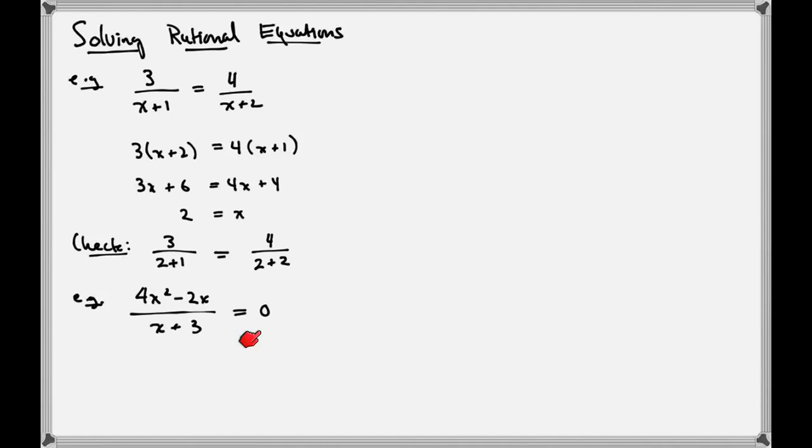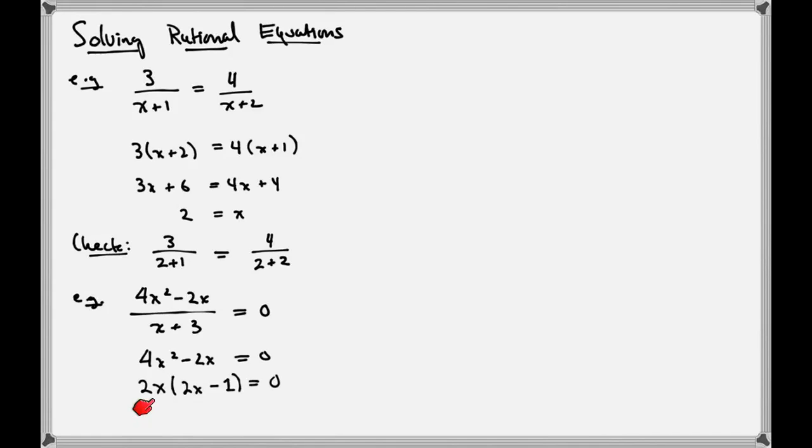And notice now I've got 0 on the right-hand side, so if I was to multiply both sides by x plus 3, I would get 4x squared minus 2x is 0. And so in order to find when a rational function is equal to 0, you effectively need to determine where the numerator of that expression is 0. In this case, I'm going to factor out 2x. And I need that to be 0.